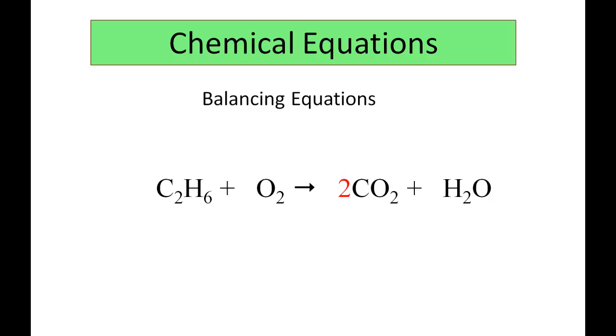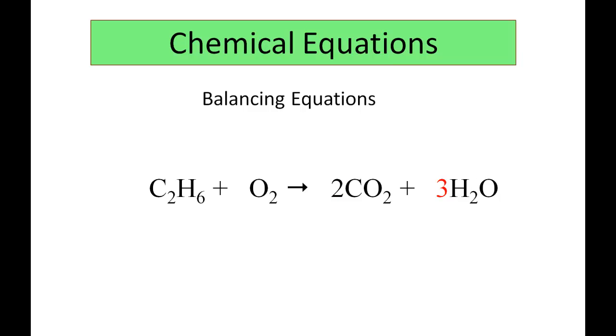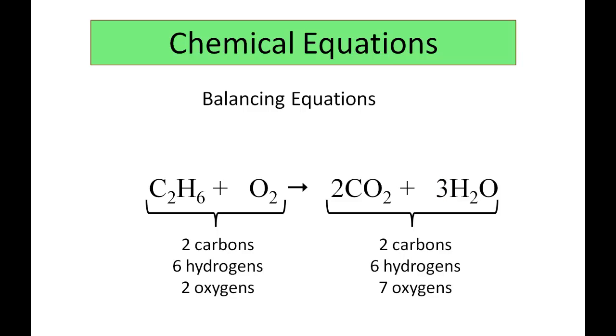Now I go to the hydrogens. You'll see that there are 6 on the left side and only 2 on the right side. So I'm going to put a 3 in front of the water. That gives us 6 hydrogens on both sides and 2 carbons on both sides. The only thing we have left to balance now are the oxygens. And if you look, we now have 7 oxygens on the right and 2 oxygens on the left.